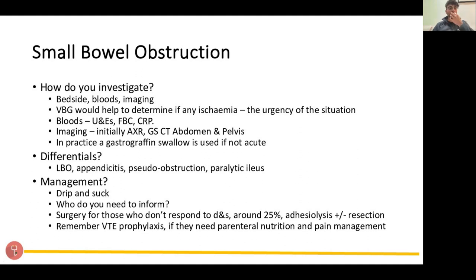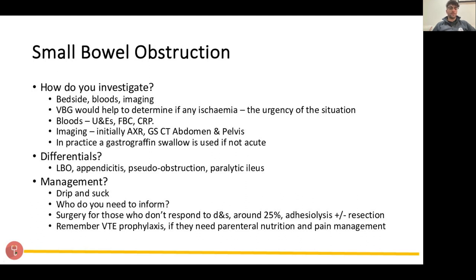Imaging, initially an abdominal x-ray, but the gold standard for diagnosis is CT abdomen and pelvis. In practice, a gastrografin swallow is used if this is not deemed to be acute. That gastrografin is a radio-opaque substance that's given orally, and then they'll take serial x-rays to determine if there is an obstruction. A reason that surgeons like to give it a lot in practice is there's some very weak evidence that it might sort of help gastric motility, and so it's somewhat therapeutic as well.